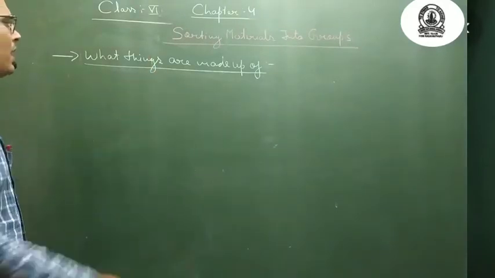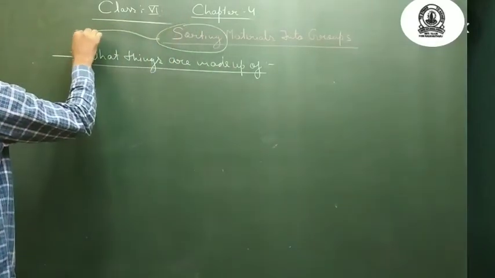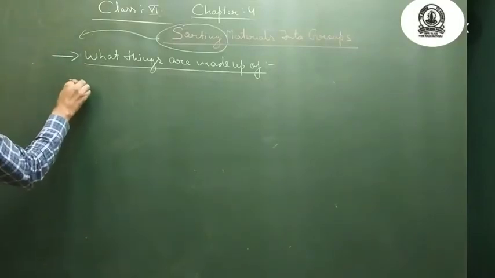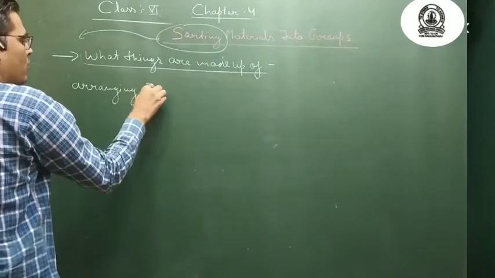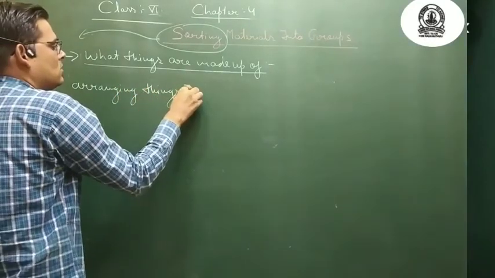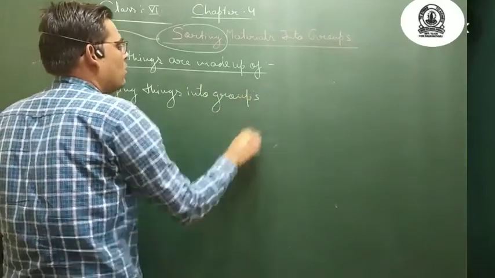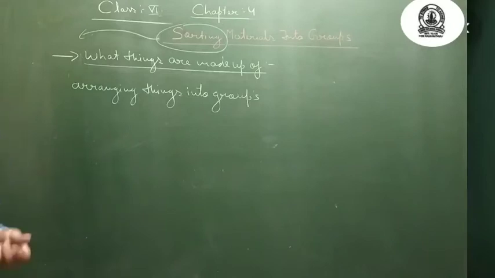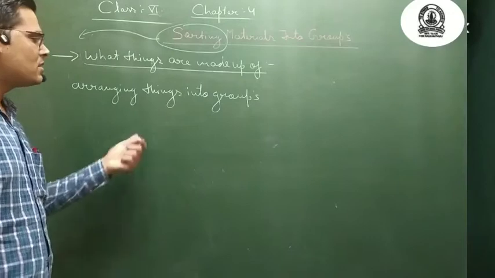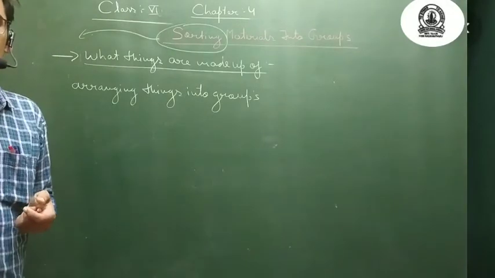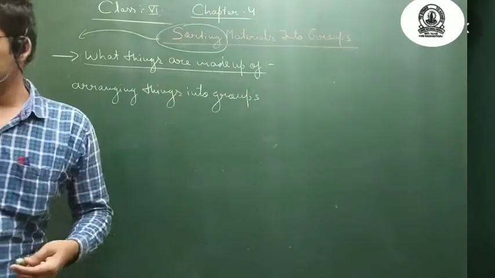So first of all, we have to see what this sorting is. Sorting means arranging things into groups. We make groups of different things on the basis of certain properties of the material. Before that, we have to see what things are made up of.